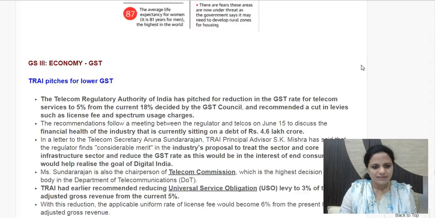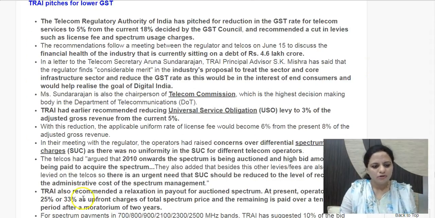Then the next news item is TRAI pitches for lower GST. The Telecom Regulatory Authority of India has made a representation to the government, and it has asked for a lower GST rate for telecom services. The rate on telecom services is 18% presently. They want it down to 5%. This recommendation has been put forth because the telecom industry is presently suffering.